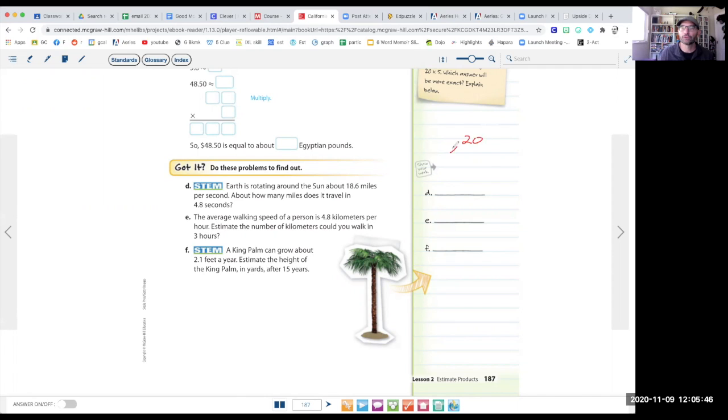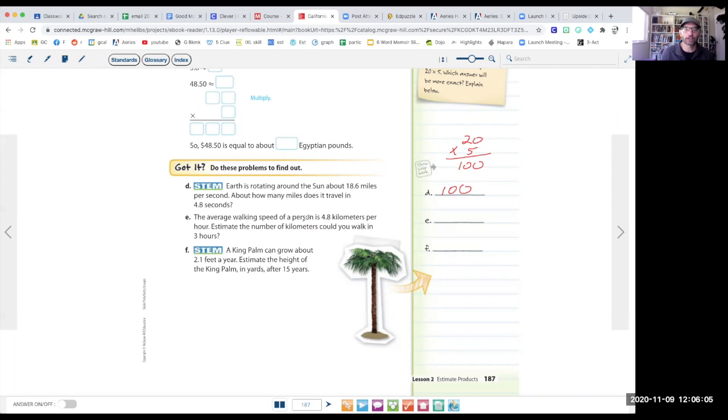All right, so what you should have is 18.6 should round up to 20, and 4.8 should round up to 5. So 20 times 5 is 100, so it is about 100 miles it'll travel in 4.8 seconds. That's pretty good. All right, so now let's try letter E.